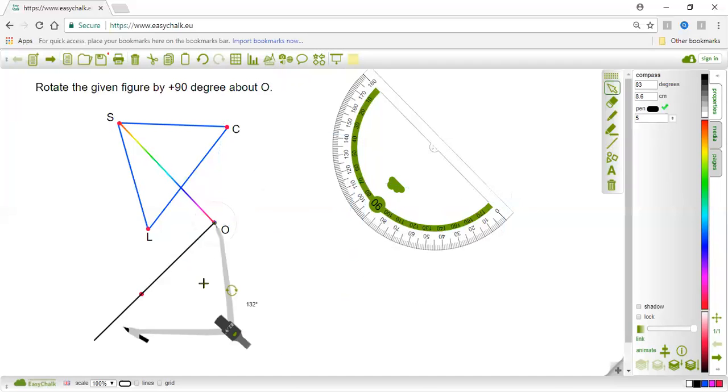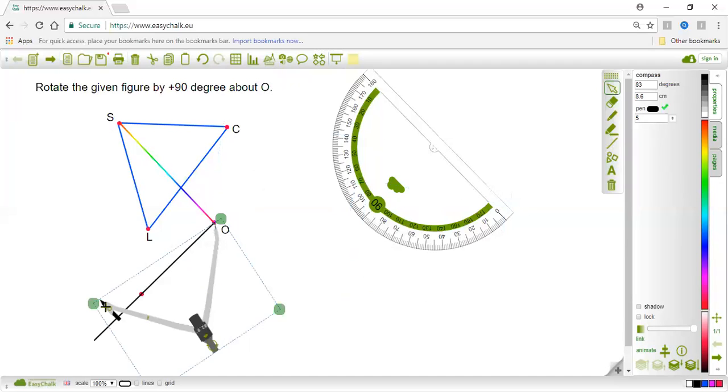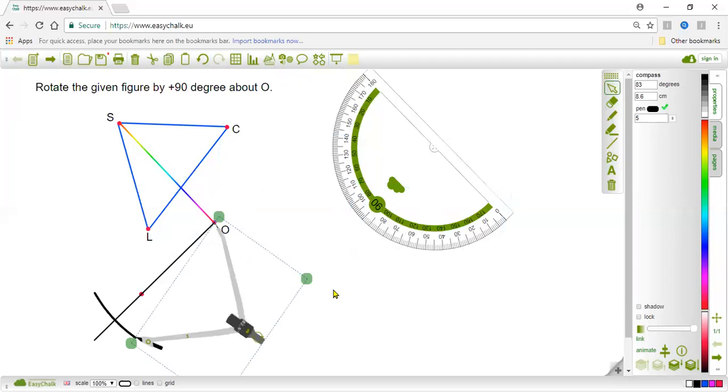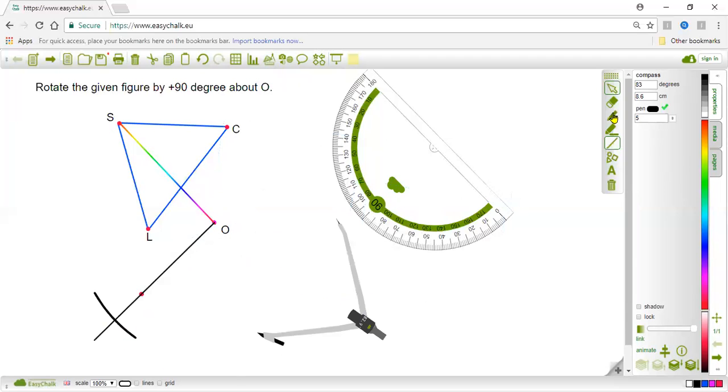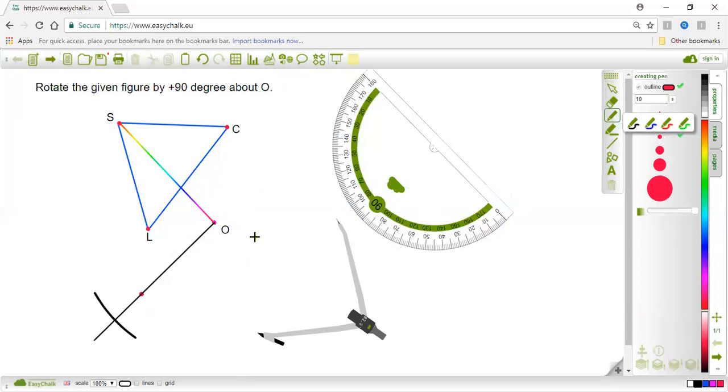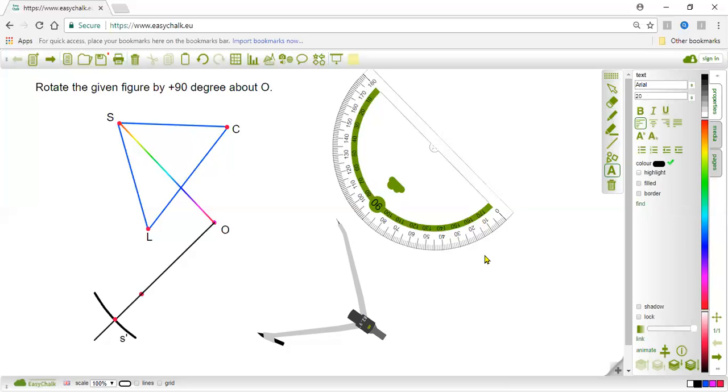Okay, let me just cut here, and that point of the intersection is the image point of S. Let me mark the point of the intersection here. This point represents the image point of the vertex S, and it is generally represented by S prime. S prime means the image point of the vertex S.